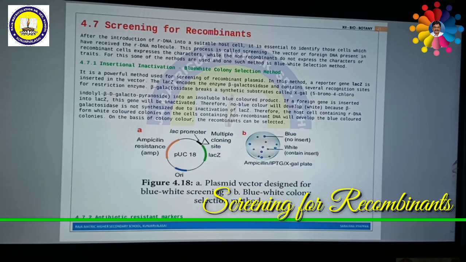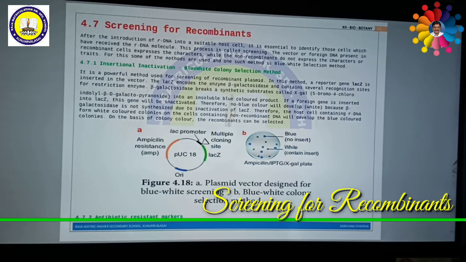Therefore, if a foreign gene is inserted into LacZ, this gene will be inactivated. If any foreign gene is introduced into the plasmid, what happens? The LacZ is disrupted, and it will not be active. That means it is inactivated. If it is inactivated, then what happens? They cannot produce beta-galactosidase. If they are unable to produce beta-galactosidase, they will not produce blue color. That means they will be white in color. So if a foreign gene is inserted, they cannot produce blue color.